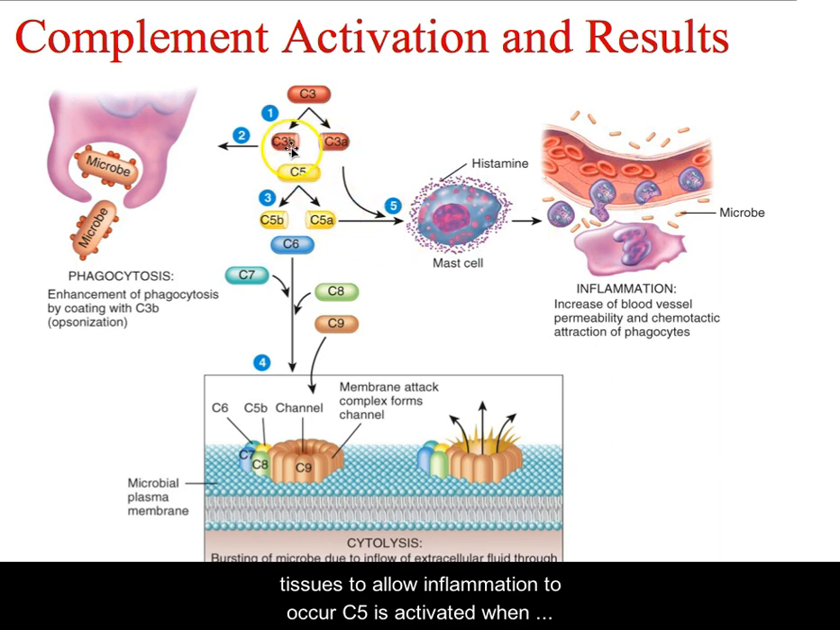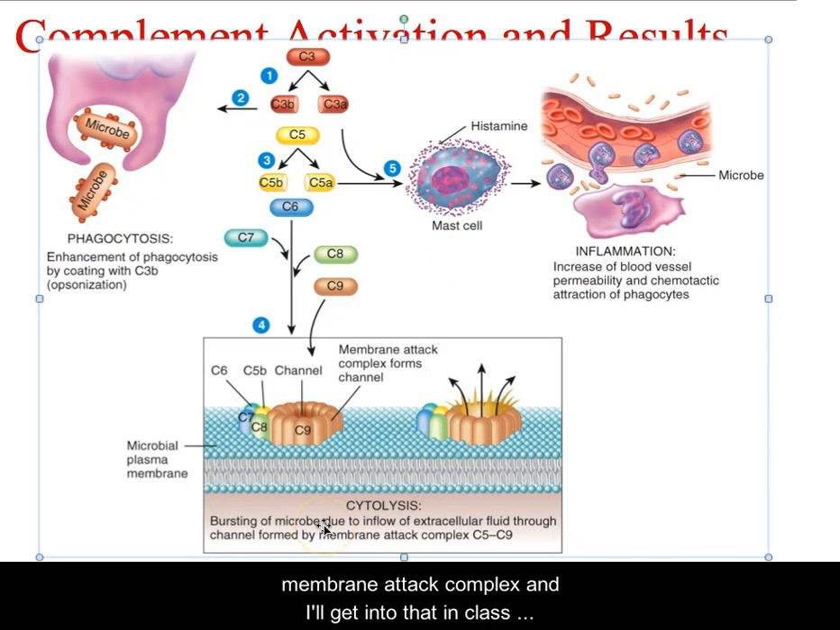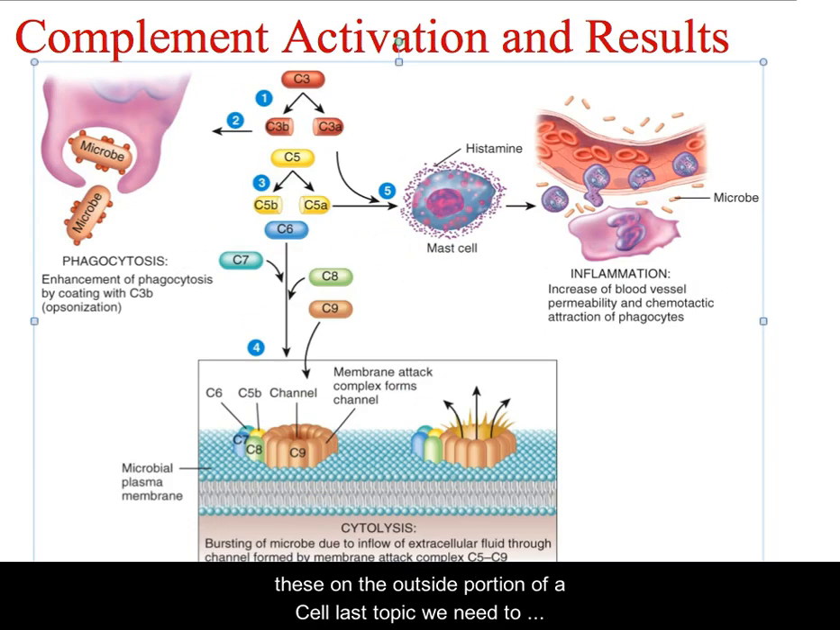C5 is activated when C3 has been cleaved, and that C5 and C3 further enforce the mast cell activation, but also cause our C6, C7, C8, and C9 to create a channel inside bacteria. And that causes the bacteria to literally burst. This is called a membrane attack complex, and I'll get into that in class. Okay, what does it actually mean when you make millions of these on the outside portion of a cell?